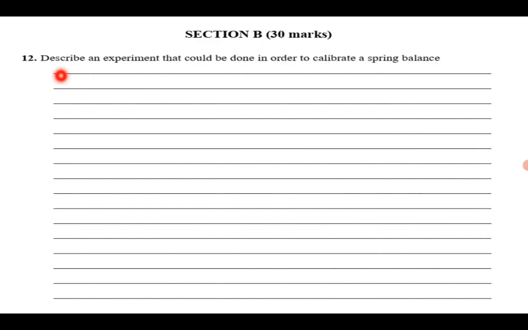Welcome to question number 12. Describe an experiment that can be done in order to calibrate a spring balance. Remember, a spring balance measures the weight of bodies or objects. If it doesn't have a scale on it, it means it's not usable. You can't use it. So to get it usable, you must have it calibrated.